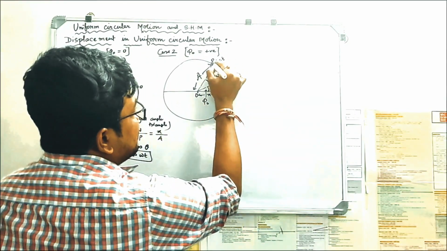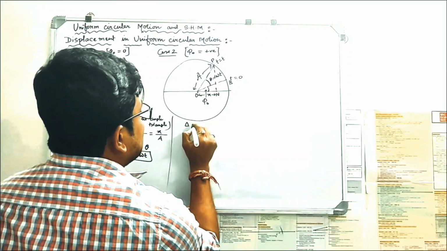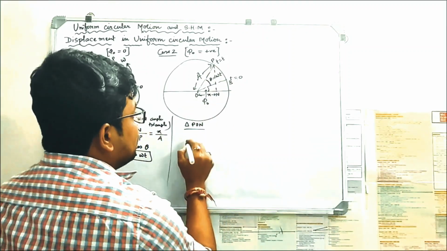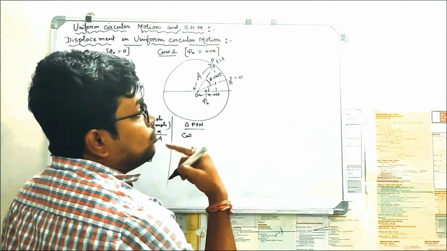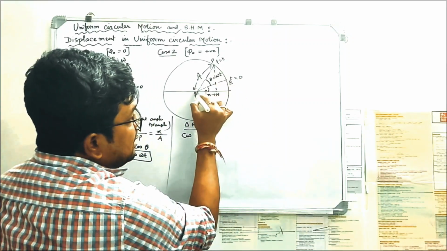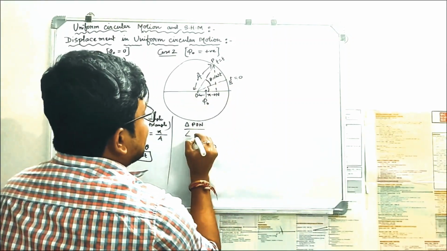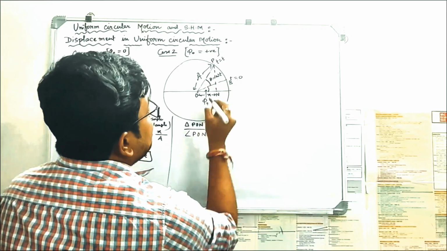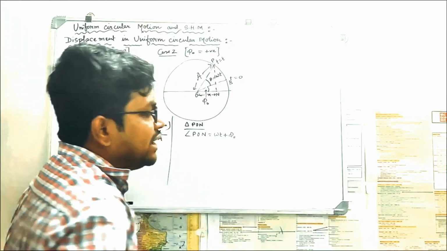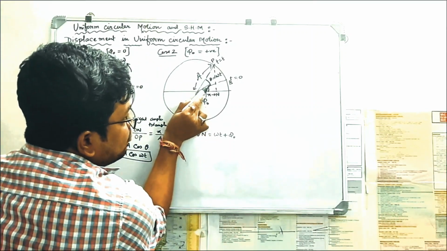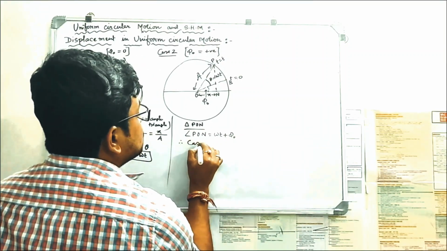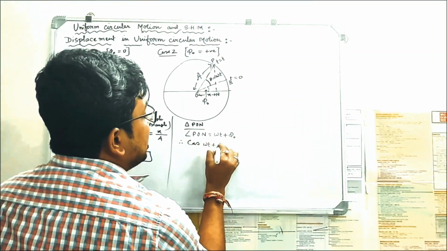Now in this triangle PON, which is a right angle triangle, we will find cos of theta plus phi naught. Angle PON is nothing but omega t plus phi naught, because the upper angle is omega t and the lower part is phi naught. So I can say cos of omega t plus phi naught.